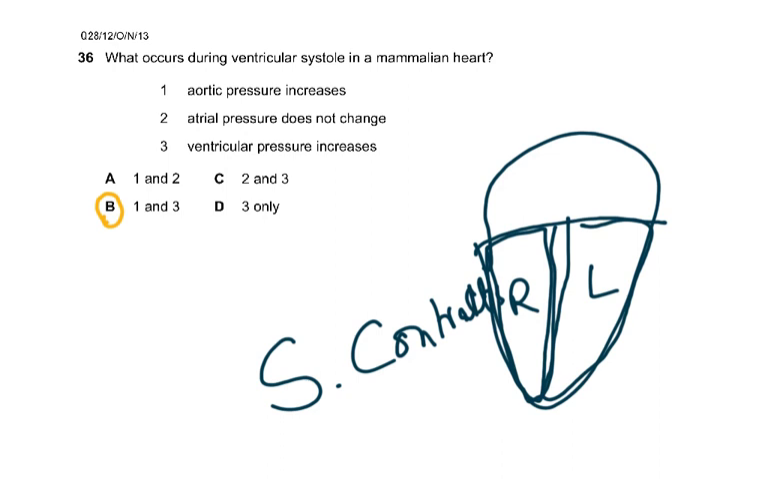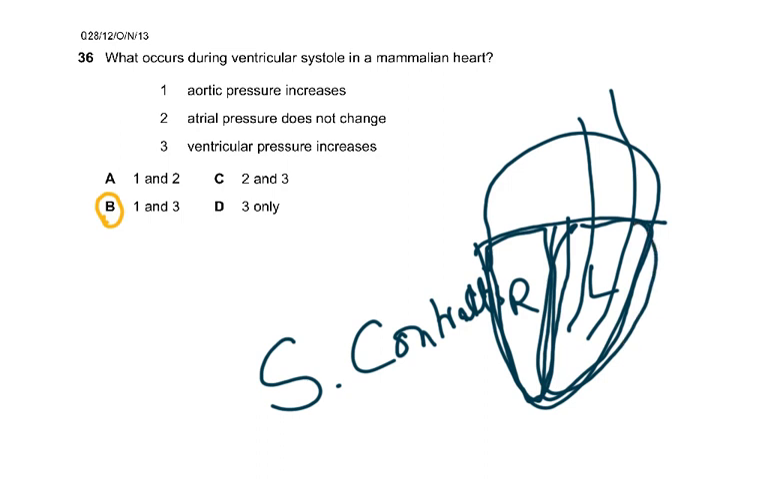Number one, aortic pressure will increase. Yes, because the left ventricle contracts, the aorta pressure rises. And ventricular pressure increases. Yes, the ventricle contracts, so the ventricle will exert pressure on the blood. Atrial pressure does not change, but it doesn't matter because the ventricle contracts when these valves are closed. The atrioventricular valves are closed. This is closed and this is closed. So we're not concerned with the atria. So the answer was 1 and 3.